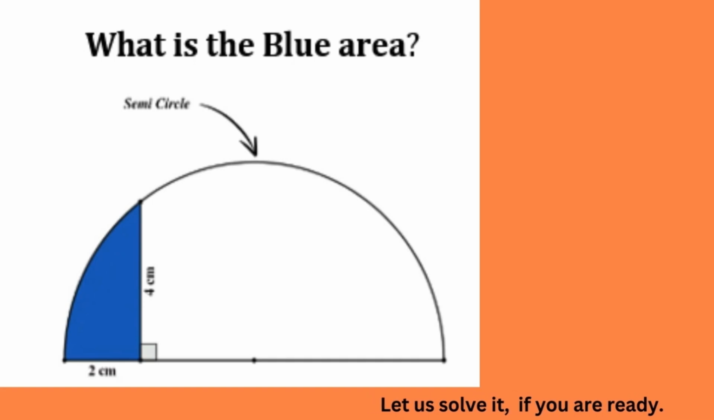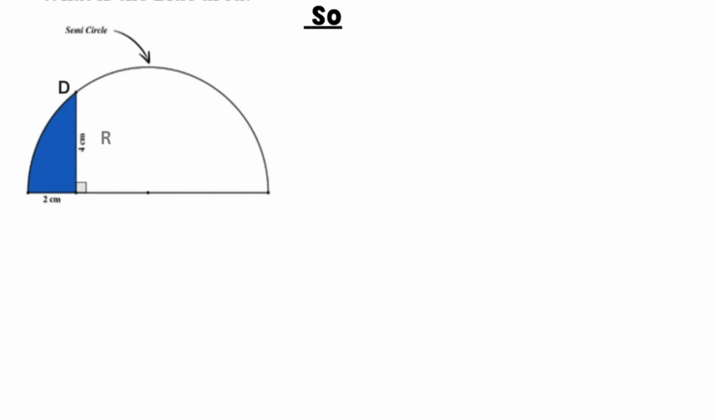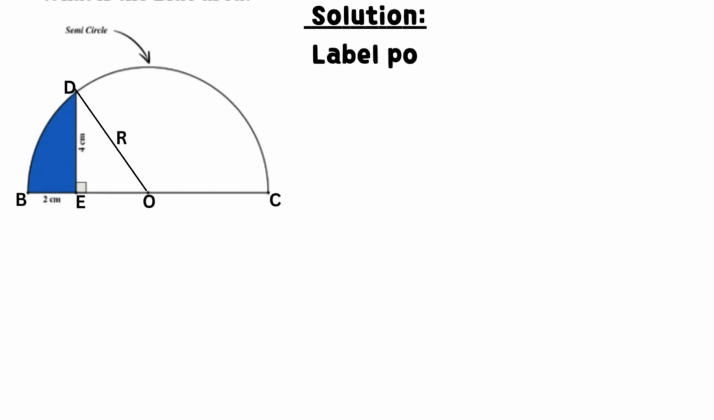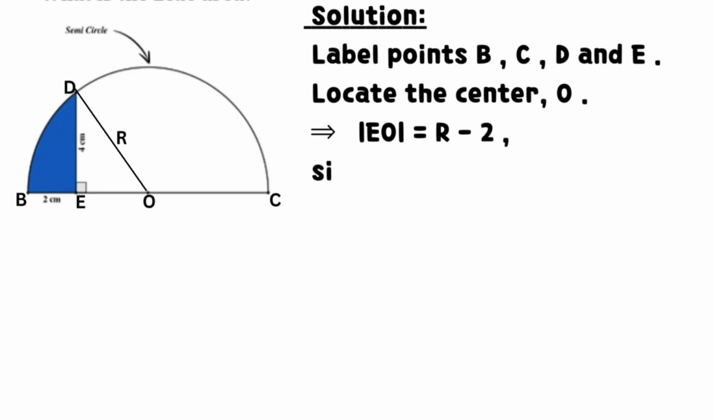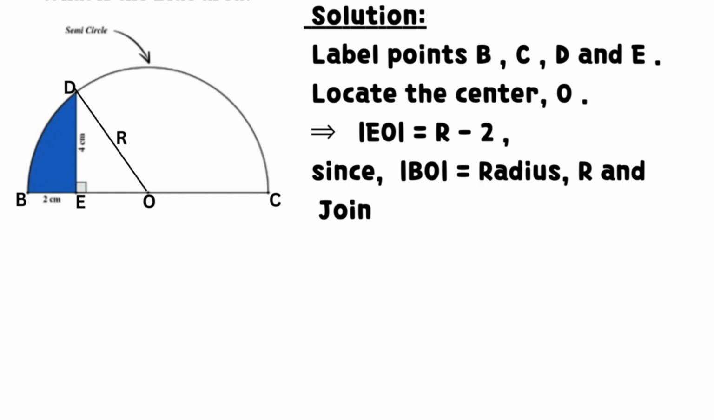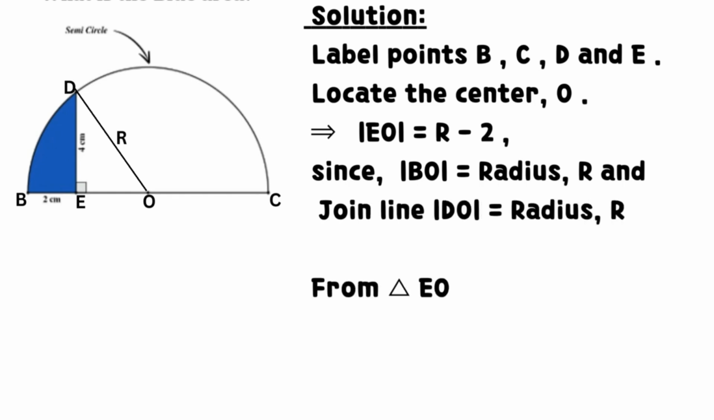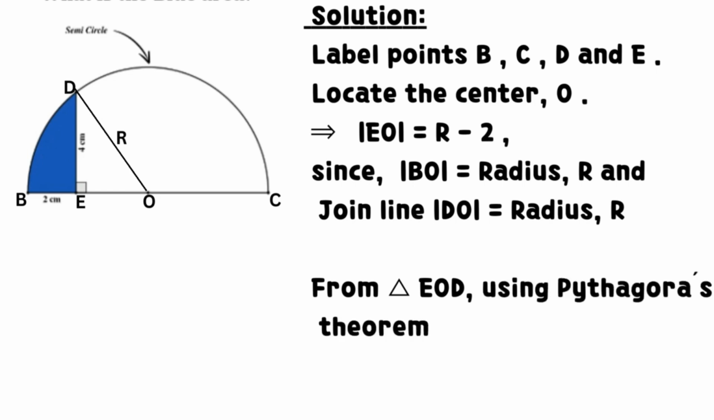What is the area of the blue region? Label points B, C, D, and E. Locate the center, O. It implies that line EO equals R minus 2. Since line BO equals the radius of the semicircle, join line DO, which also equals the radius.